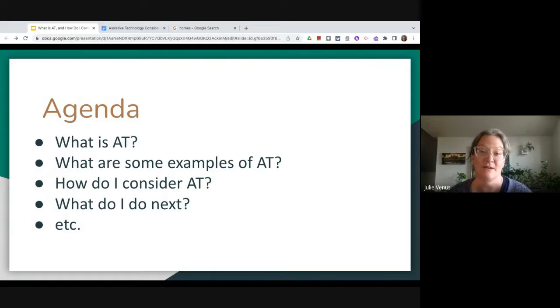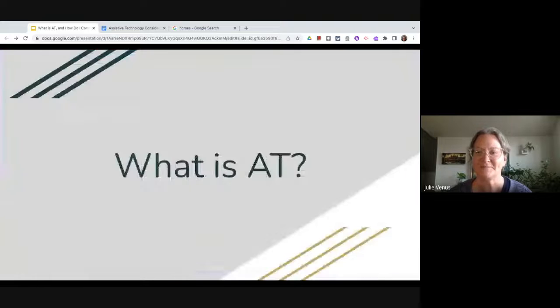First, we'll talk about just what is assistive technology. What are some examples? We'll go into very briefly how to consider that, and then look at just what your individual next steps are. We'll also have some more resources and things at the end. So let's just jump in and get going with what is AT.